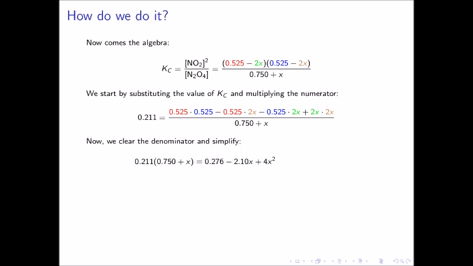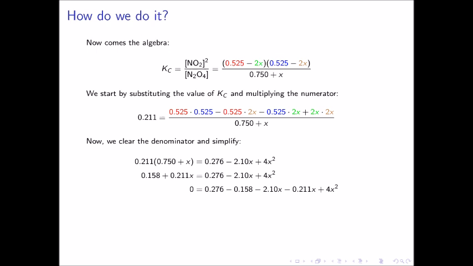Next, we clear the denominator and simplify. On the left-hand side of our equation, we now have 0.211 times the quantity 0.750 plus x. On the right-hand side, we simplify and our expression becomes 0.276 minus 2.10 times x plus 4x squared. We can now distribute on the left-hand side, giving us 0.158 plus 0.211x.